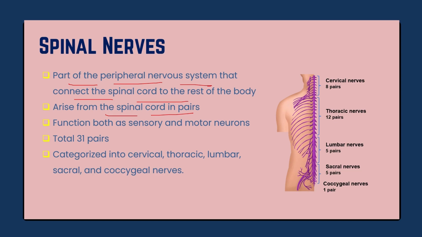Alright? They function both as sensory and motor neurons. So all the spinal nerves, they are mixed in nature. They have both sensory and motor functions. And there is in total 31 pairs. And they are categorized into cervical, thoracic, lumbar, sacral and coccygeal nerves.